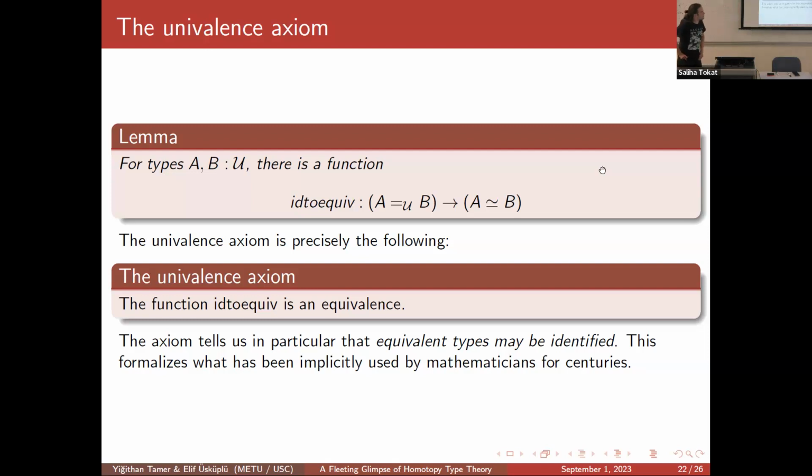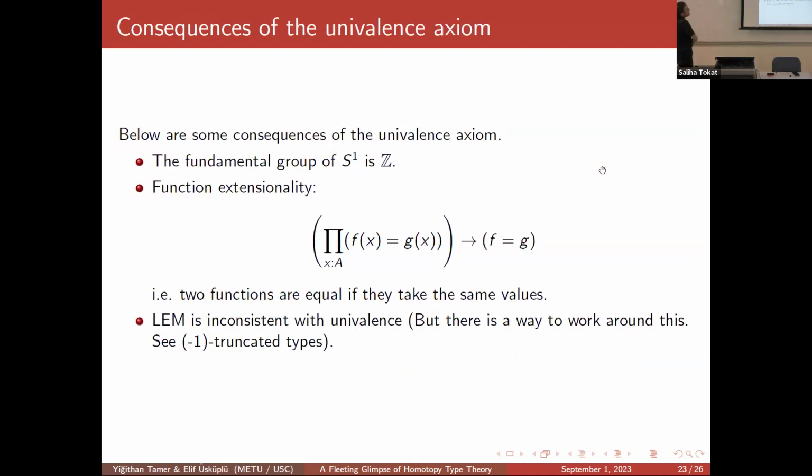So let's all take a moment to admire that. Done? Okay. It basically tells you that equivalent types can be identified. That's more or less what you've been doing for years at this point, and what mathematicians have been doing for centuries. If two things are isomorphic or equivalent, then they're basically the same, right? And this is basically saying that, in a sense. There are many consequences to univalence. Univalent foundations is a field of study on its own. But here are some of them.